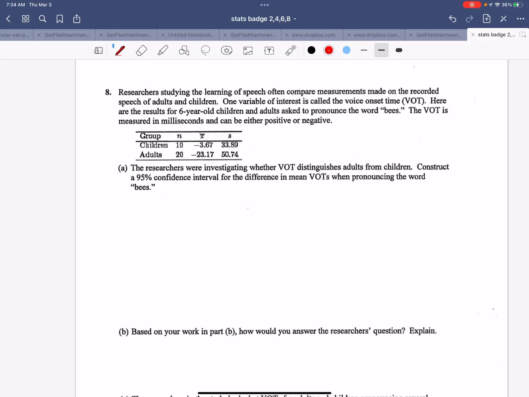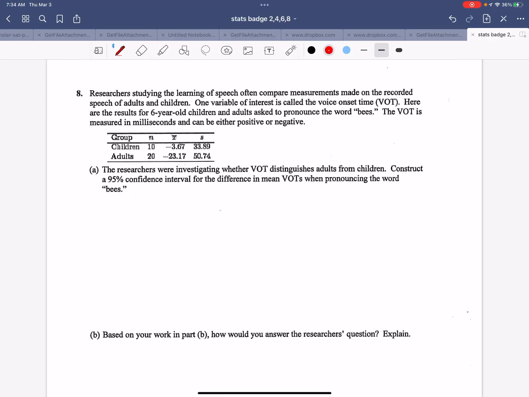Hey guys, we're going to do badge 6. So what makes this badge 6? Notice that we have an X bar, right? And that means we have actual numbers, not yeses and nos. So that's why we're in the 5, 6, 7, and 8 range, right?